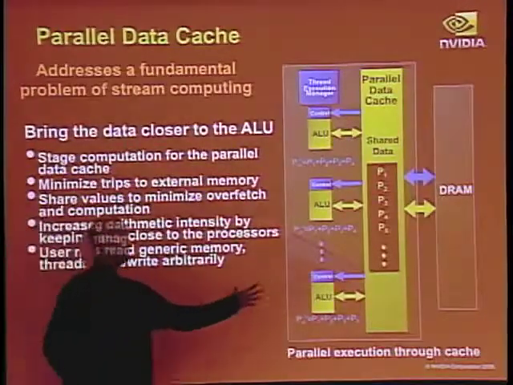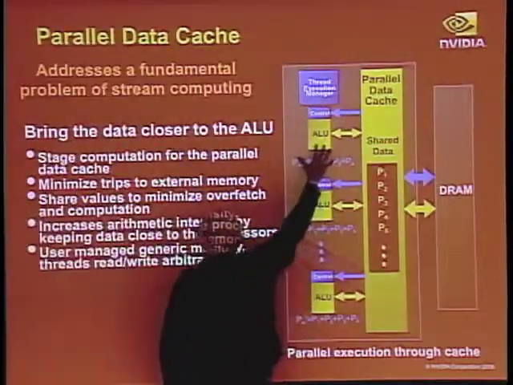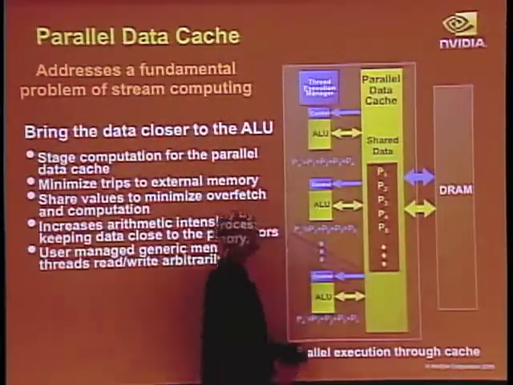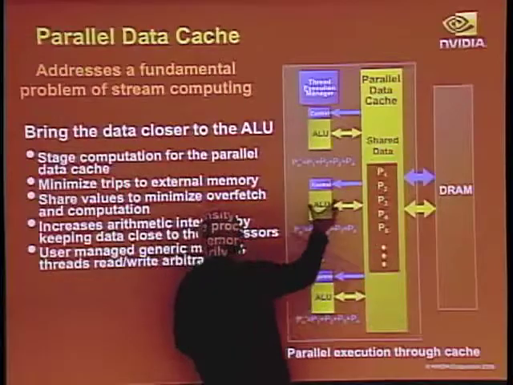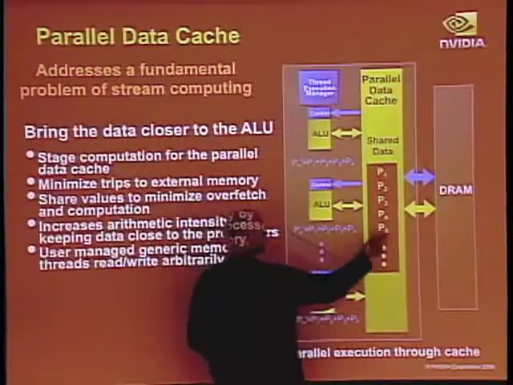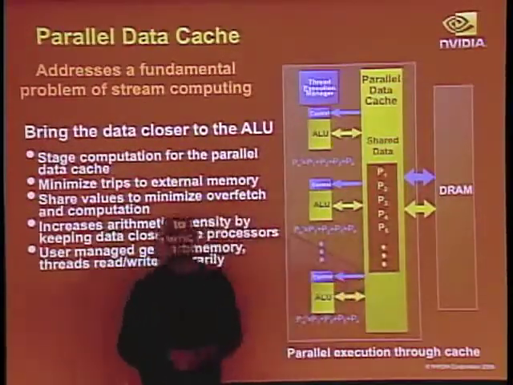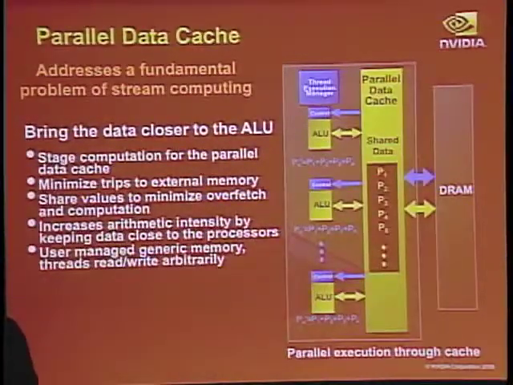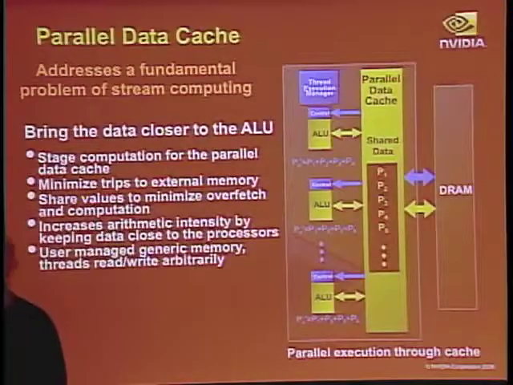So we're going to have ALU, ALU, ALU. They can still go out and talk all the way to DRAM, but we're going to have a little shared data cache, so that if he wants to share data with him, he can write it into the cache, and this guy can read it from the cache. And that's huge, because it was very inconvenient to always have to go to DRAM to do communication. We can do much more interesting algorithms if we have this parallel data cache.